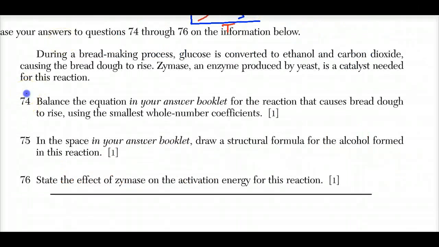So we've got some questions, a little blurb. If you notice the last group of questions we just went over, the questions were really independent of the material given. There were obviously some parallels, but it's not reading comprehension. So we've got a bread making process, zymase is an enzyme. They gave us some information. Balance the reaction that causes bread dough to rise, using the smallest whole number coefficients.